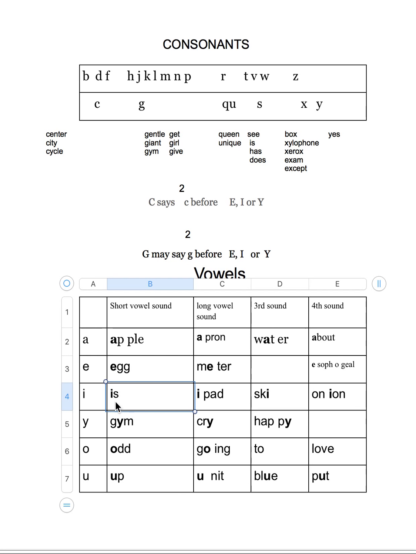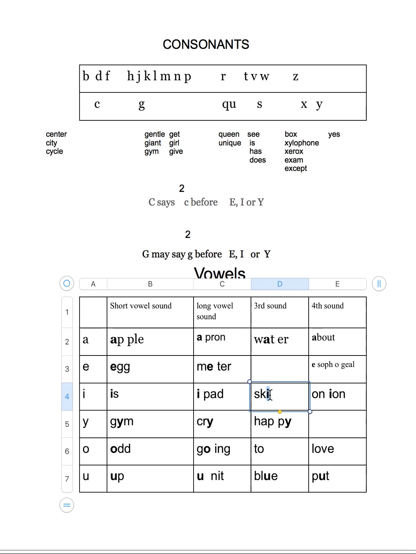The letter I has 4 vowel sounds. Listen. I, E, Y. I is the short vowel sound, as in is. Notice the S says Z. Is. iPad. I says I at the end of a syllable. iPad, 2 syllables.